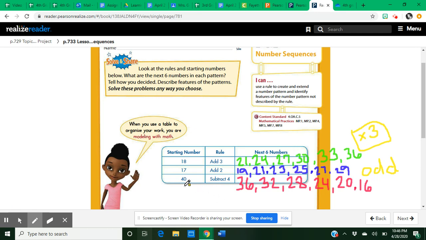Okay. Then 40 subtract 4. Well, something I notice about this one, these are all multiples of 4. They are also all even numbers. Okay, so these are things that you can notice about the pattern of numbers that isn't said in the rule. Okay, and all I'm doing is looking at the numbers that we've come up with and seeing what's the same about them. Okay, so I'm going to move on to the next page to give you some more practice with that.